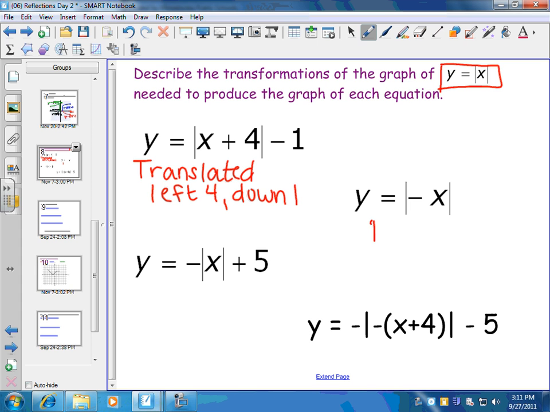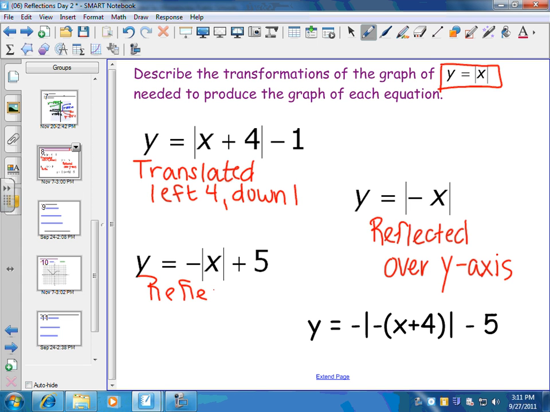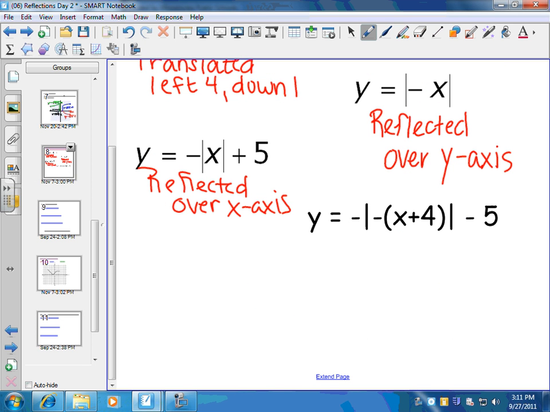This graph over here was reflected. Think for a minute what you think it was reflected over. It's inside the function. Horizontal change is going to be reflected over the y-axis. Okay. This one down here was reflected as well. It's the opposite of the last one. So this one's going to be reflected over the x-axis. And then the very last one that we have down here, this one's reflected over the x and the y. So over x-axis and y-axis.